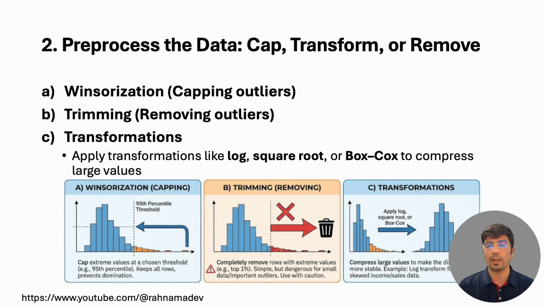C. Transformations. Apply transformations like log, square root, or Box-Cox to compress large values. For example, income or sales data are often extremely skewed, and a log transform can make the distribution more stable and easier for the model to learn. So the second idea is to clean and transform your features so that extreme values don't dominate the learning process.